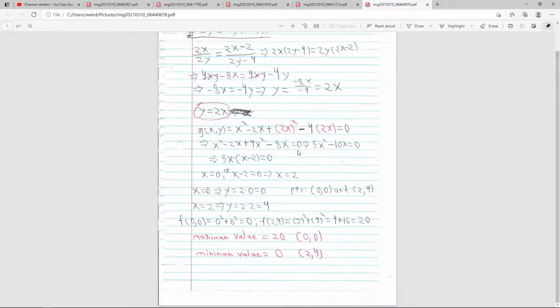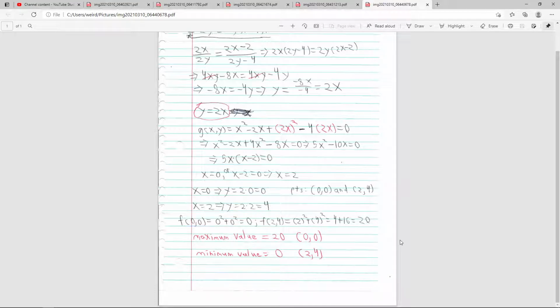Plug into g and you get a value of x. So 5x times (x minus 2) equals 0 in the end. Then x equals 0, or x minus 2 equals 0, so x equals 2. X equals 0 means y equals 2 times 0, which equals 0, and x equals 2 means y equals 4. So (0, 0) and (2, 4) are the points. You plug in to get the values 0 and 20. So the maximum value is 20 and the minimum value is 0.